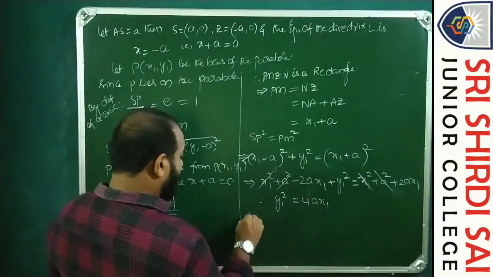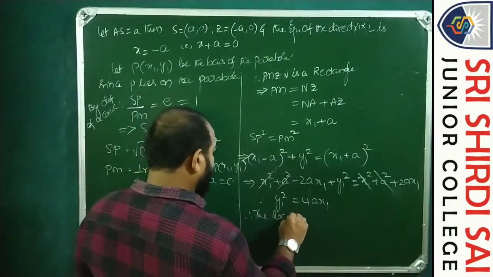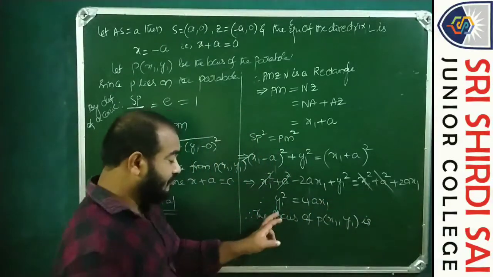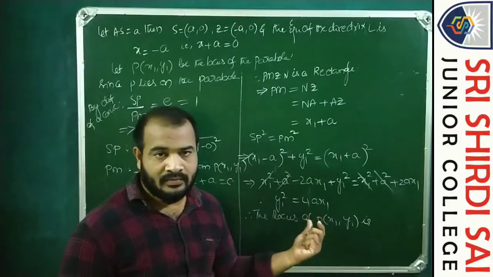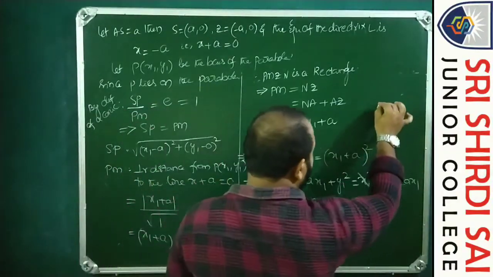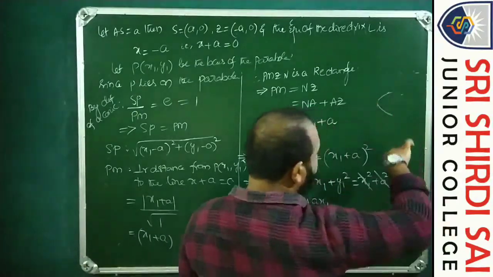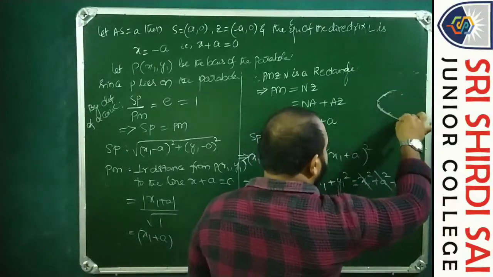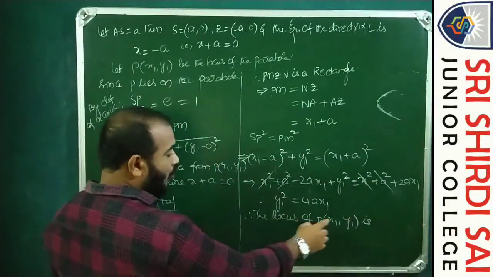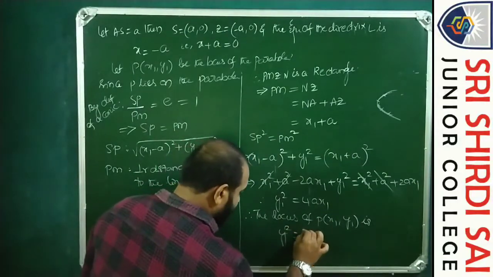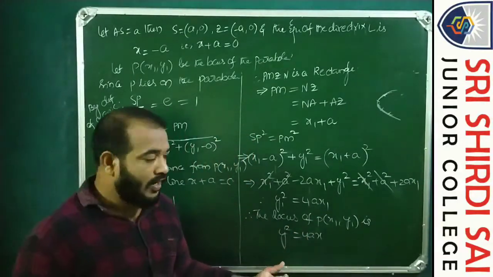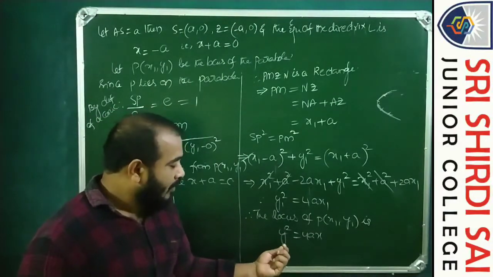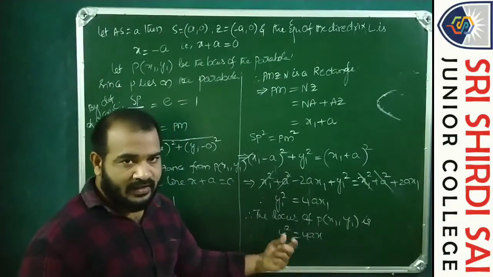4AX1. Therefore, the locus of P(X1, Y1) is, if you remove this X1, Y1, then we get the general behavior of this point in the plane. If you generalize the behavior of such points, we get the whole equation of the parabola. Therefore, the locus of P(X1, Y1) is Y square equals 4AX, which is the standard form of the parabola whose vertex is at the origin and which is symmetric about the positive X axis, which we will be learning afterwards.